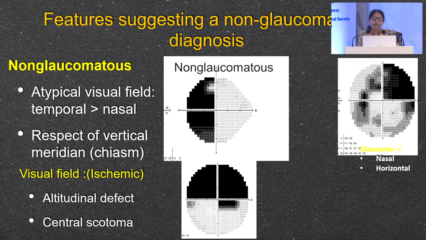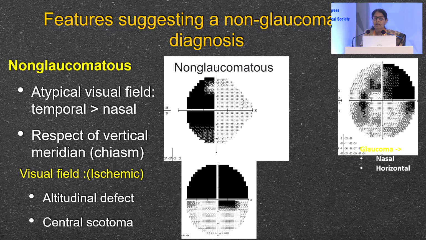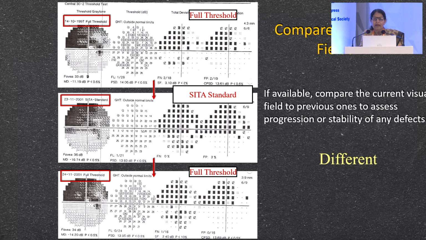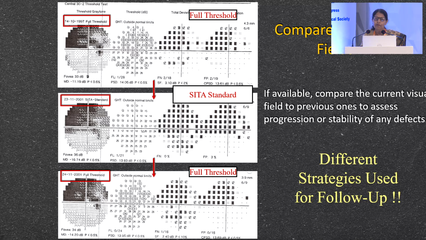Non-glaucomatous neurological fields are atypical visual fields corresponding to the vertical midline. They respect the midline, start on the temporal side first and then nasal, unlike the glaucoma fields, which are seen first on the nasal side, and they respect the horizontal meridian. Ischemic lesions can have an altitudinal defect or a centrocecal scotoma. And comparison of the various fields of the same patient should be done with the same strategy. Here, the mistake has been made. The full threshold is compared with the SITA standard and again full threshold.